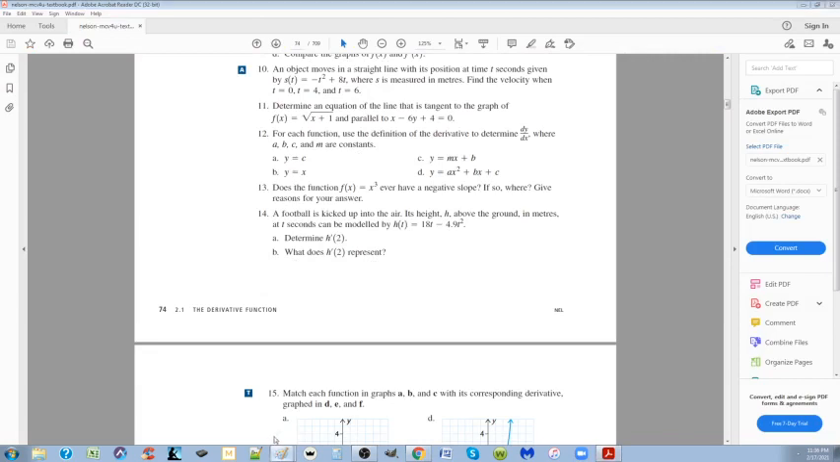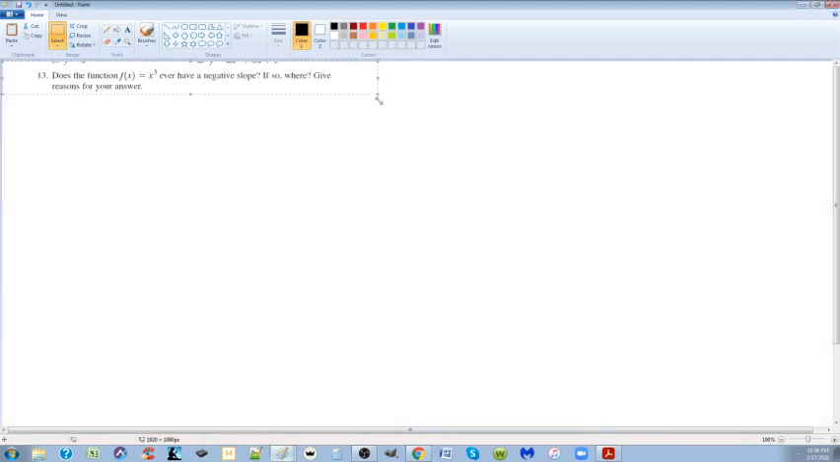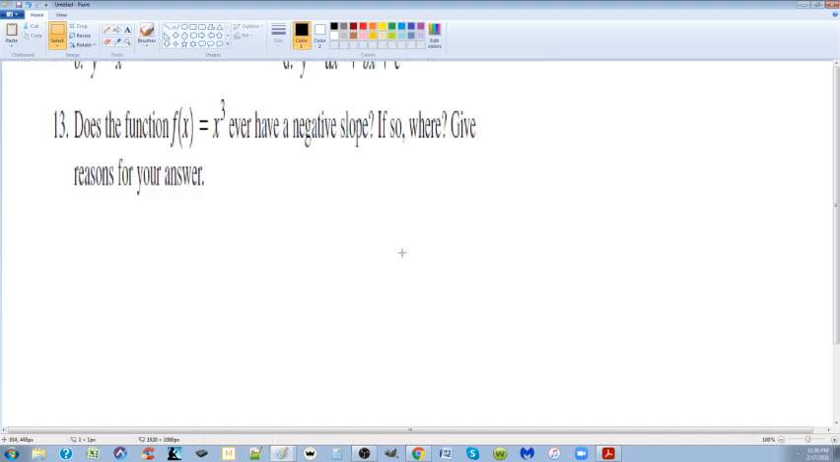Okay, and we'll go on to the next one. Hopefully I'm not going too fast, but essentially you're just substituting x plus h in over and over again. Does this function ever have a negative slope? If so, where? Well, that's easy. So you should just know what that is.